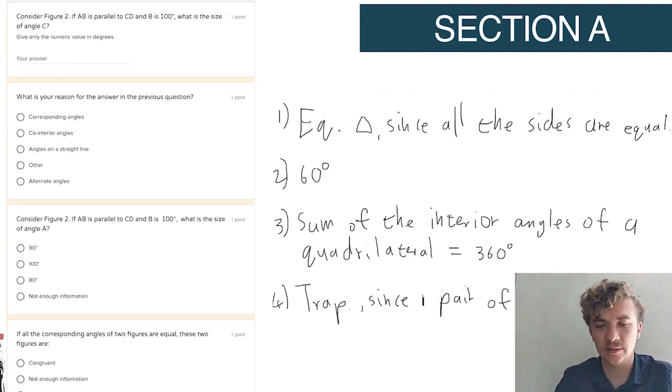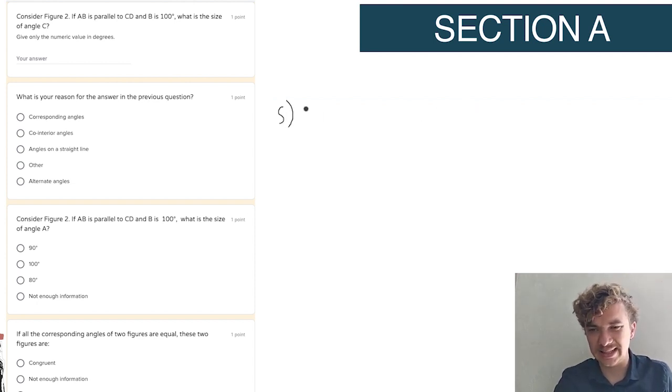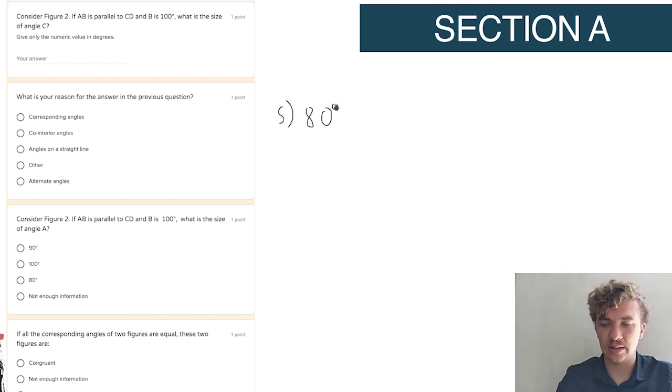Okay, next question. For figure 2, if AB is parallel to CD and B is 100 degrees, what is the size of C? If B is 100, you can immediately say that C is 80 degrees, because the sum of the co-interior angles is always equal to 180 degrees, but it's important that these two lines are parallel, which is the case. So if B is 100, C should be 80.